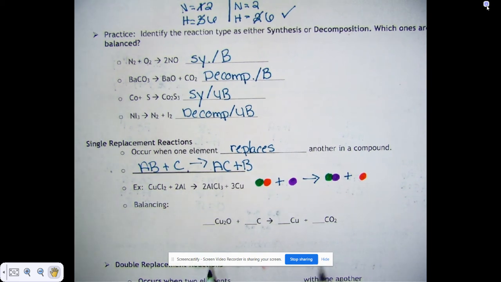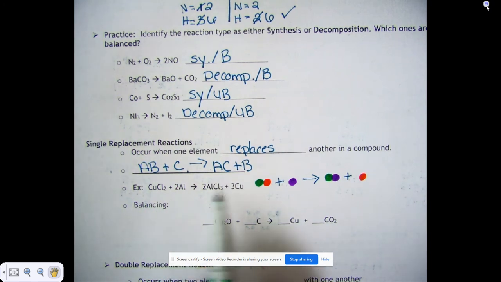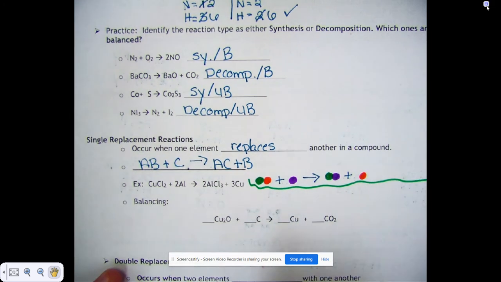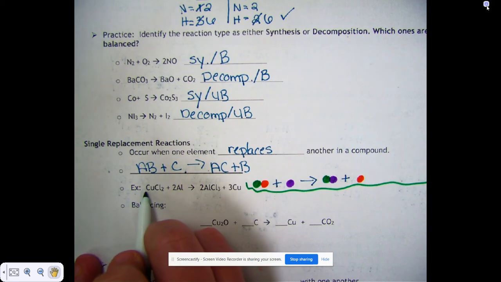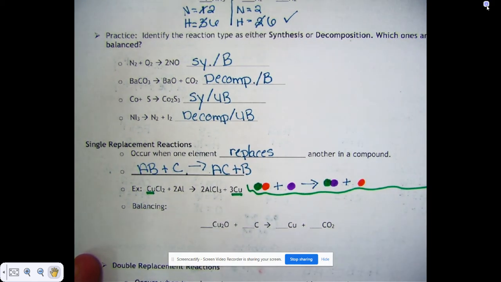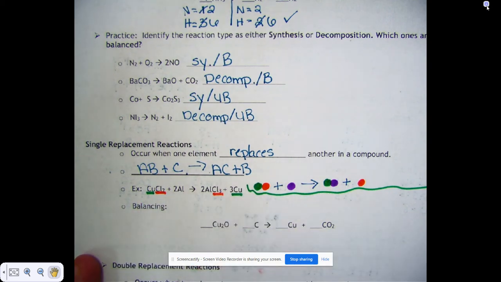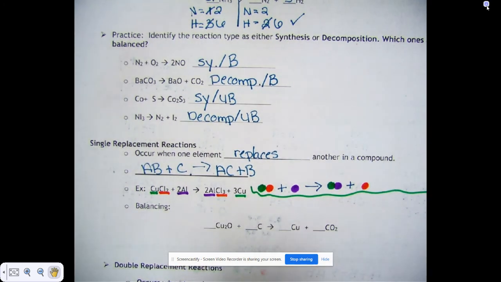Okay, let's draw this as we were doing in molecules. And I'm going to do a little line so you know what I'm drawing and what it goes with. All right, anywhere I see copper, it's going to be green. Anywhere I see chlorine, it's going to be orange. And anywhere I see aluminum, it's going to be purple. All right, let's start drawing.